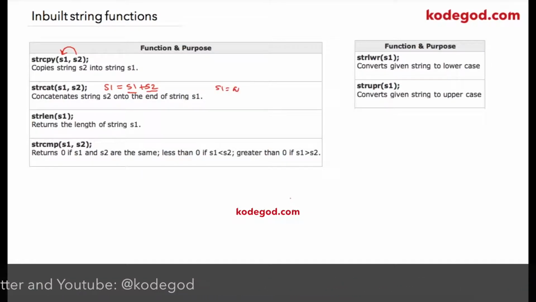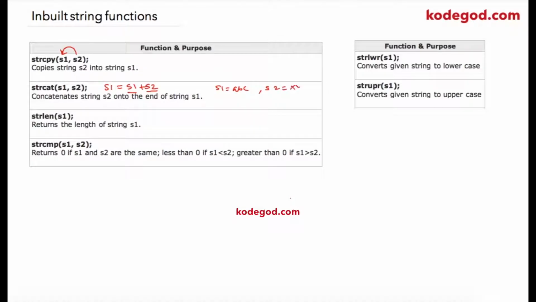So if s1 is equal to abc and s2 is equal to xyz, after using the strcat function on these two strings, our final output would be s1 as abcxyz. Then the next function, strlen, gives you the length of s1. So if s1 is equal to abcxyz and s1 is passed to strlen, in that case the output would be 6. Then the next function is strcmp. It basically compares two strings s1 and s2. The function returns 0 if s1 and s2 are equal, or they are the same strings. It gives you output less than 0 if s1 is less than s2, and it gives you output greater than 0 if s1 is greater than s2.